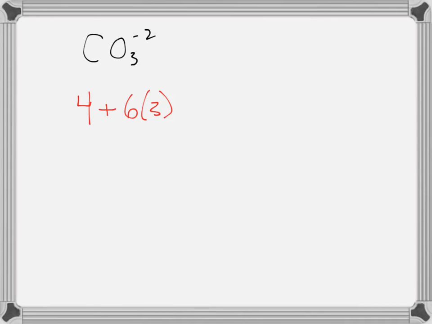How do we get a negative charge? We have to have more electrons. To get more electrons, mathematically, we need to add electrons. How many electrons do we need to add to get a negative 2? 2. So we've got our carbon, our oxygen, and our charge, which gives us a total of, oh yeah, it is, 24 electrons.